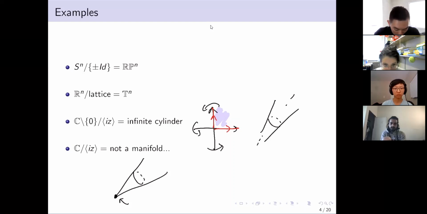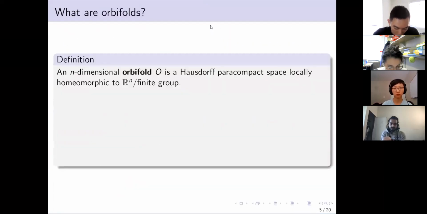So we are going to look at objects like these. And I'm going to introduce a definition. An orbifold is very much like a manifold. The only difference is that I want this to be locally homeomorphic to R^n, but also modulo some finite group. That is the only difference. This is the key to the definition.